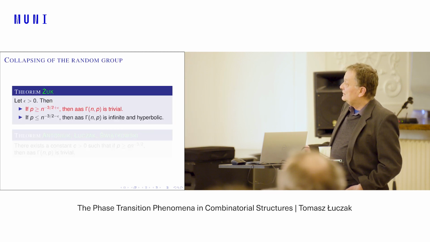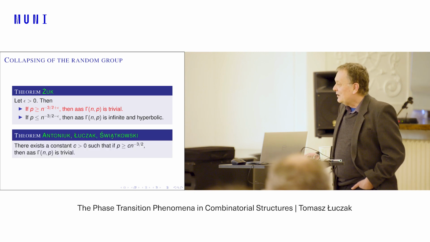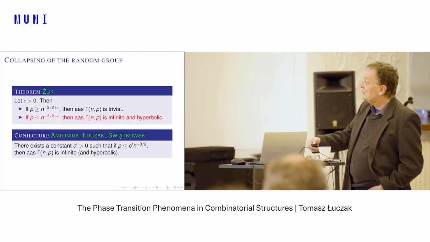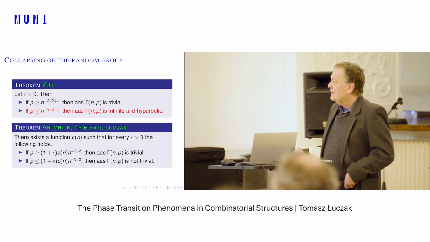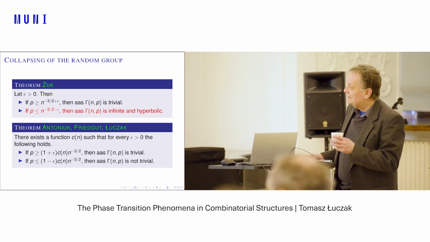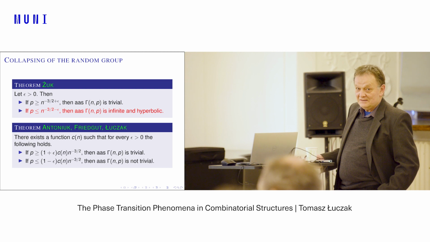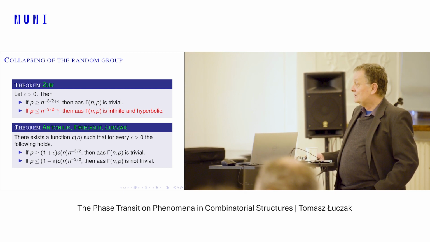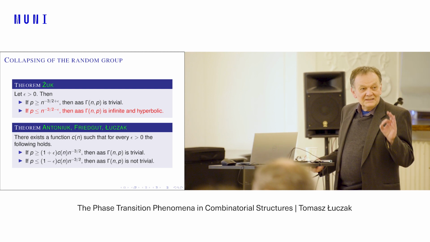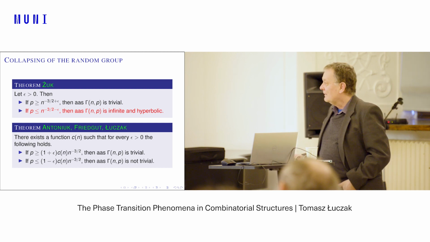So we prove this result, the first result. Now we would like to improve the second part, and that's not so easy. We cannot prove it. The first result is okay, but for the second result, we can only conjecture that there is a constant such that if p is smaller than this constant, then indeed this group is infinite and hyperbolic. We cannot prove it, but we can prove something else. Together with Antoni and Friedgut, the other guy on the picture, we can prove that there is something like a phase transition. There is a function of n such that if p is slightly larger than this function, then the group is trivial, and if p is smaller than the function, this group is not trivial. So this is the phase transition: small changes of the parameter collapse this infinite group to a finite one.